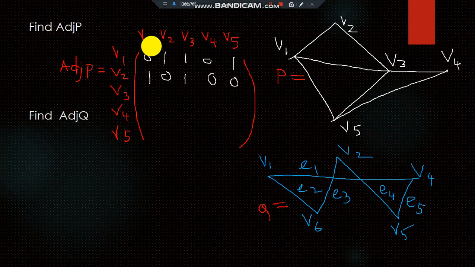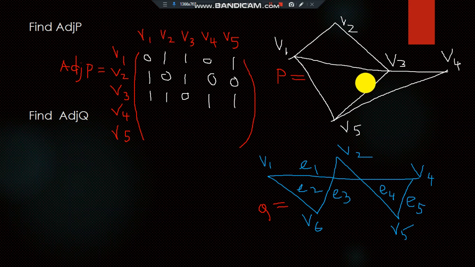v3, v1: there is an edge, put 1. v3, v2: there is an edge, 1. v3, v3: there is no loop here, therefore 0. v3, v4: there is an edge, put 1. v3, v5: yes, there is an edge, put 1.